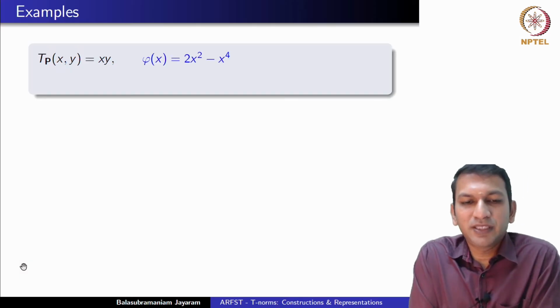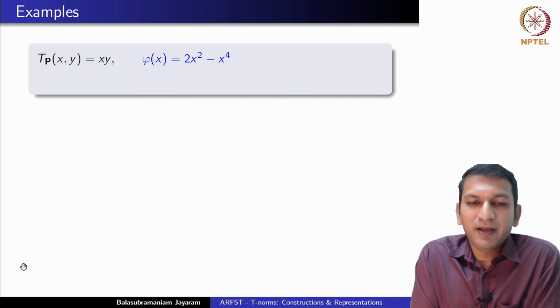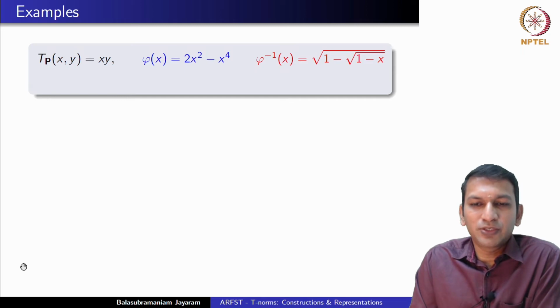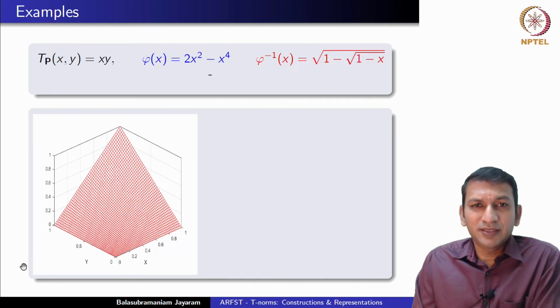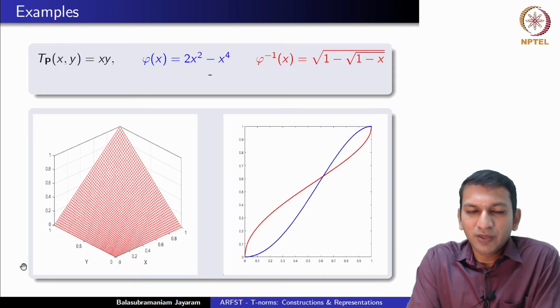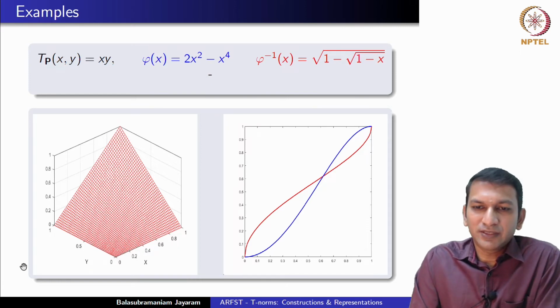So let's consider this bijection phi of x, which is 2x square minus x power 4. Clearly this is increasing. At 0 it is 0, at 1 it is 1. If you look at what is the inverse of this, without much difficulty you can get this: root 1 minus root 1 minus x. This is the product T-norm, and if you are wondering how these two bijections would look, this is how they would look. The blue curve is the original phi, 2x square minus x power 4. The red curve is the phi inverse. Note that both of them are increasing, as you can immediately visualize.